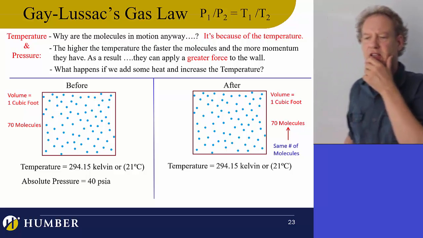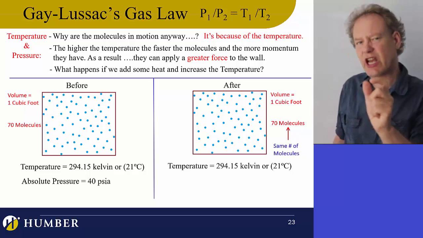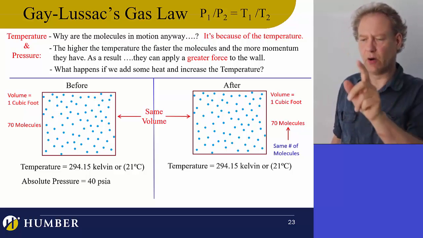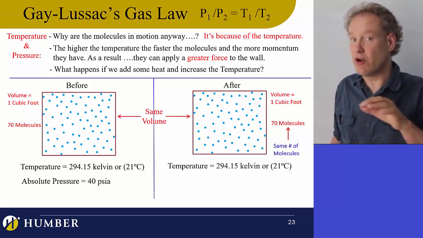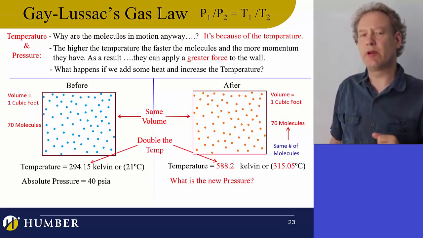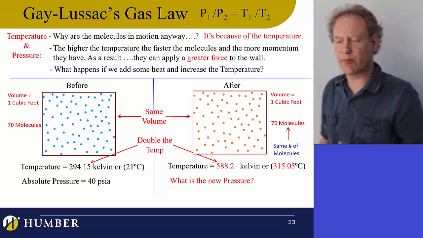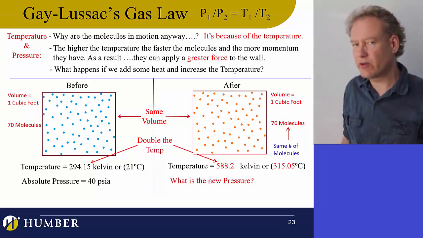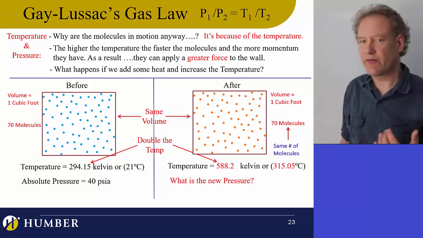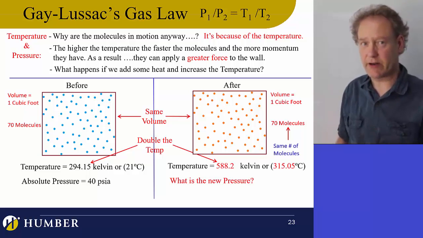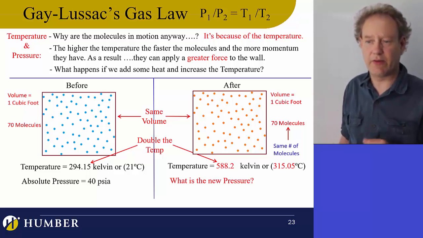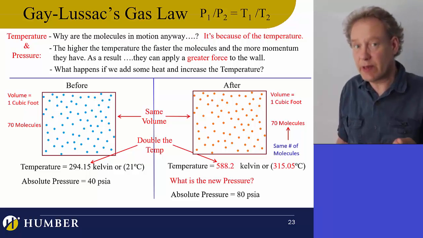What we're looking at is pressure and temperature. We're going to change the temperature and see what happens. Same amount of volume. We are not changing the volume, but we're doubling the temperature, and we're looking at that in Kelvin. So what goes on with the pressure? Well, we have the same number of molecules, and if we double the temperature in Kelvin, we're going to double the pressure. We have 80 psi.